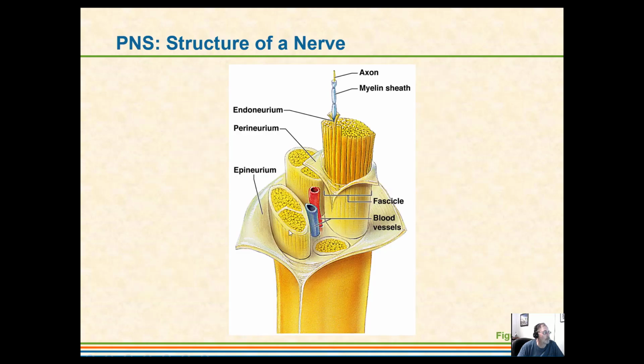Just another graphic to show you the same thing. So we've got an individual axon surrounded by the myelin sheath that's surrounded by endoneurium. Now, the endoneurium actually electrically isolates each axon so that one axon firing doesn't result in adjacent axons also going off.